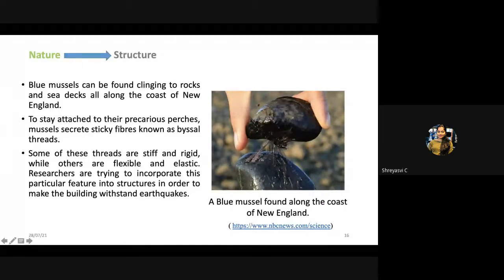The scientists actually observed the capability of these threads or fibers of holding on to the stone. Even if the waves hit, these mussels will still stay intact along with the rock. But at the same time, they're very thin, they're very flexible, and they're very lightweight. So this is also an ongoing research wherein they're trying to bring this to the structural point of view, because the characteristics of this fiber are ideal for an earthquake resistant design.